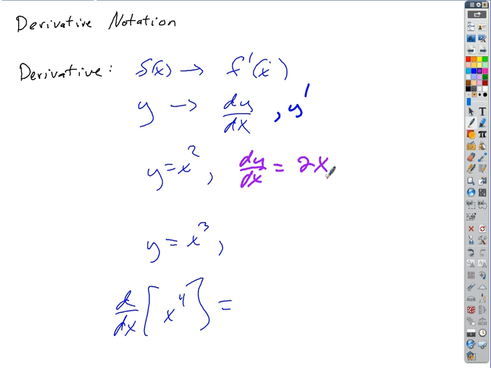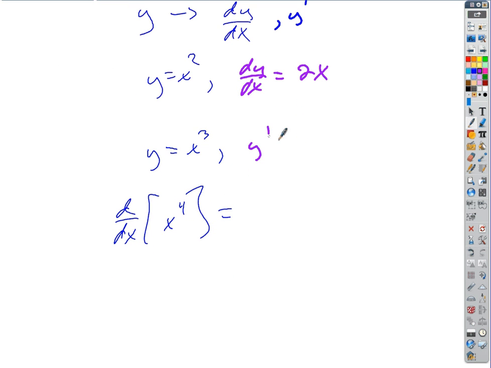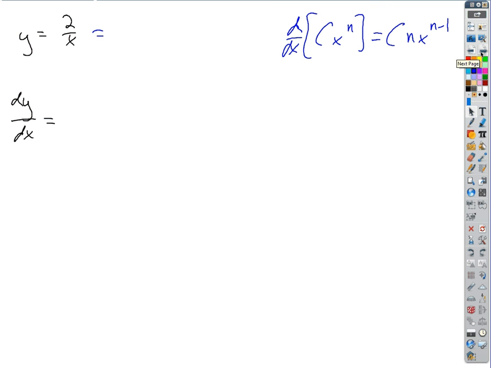Okay? What about down here? What's y prime? The 3x squared. Is that easy? What's the answer here? 4x to the third. Okay? So those are pitifully easy ones, but we can also apply this to some that don't look so easy to begin with.